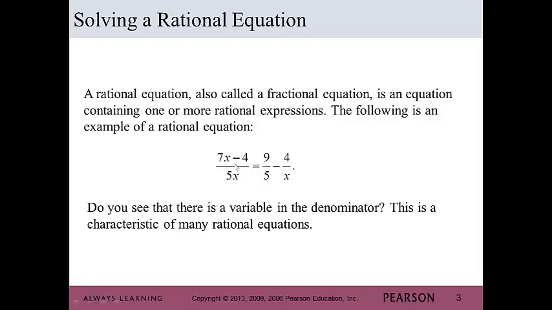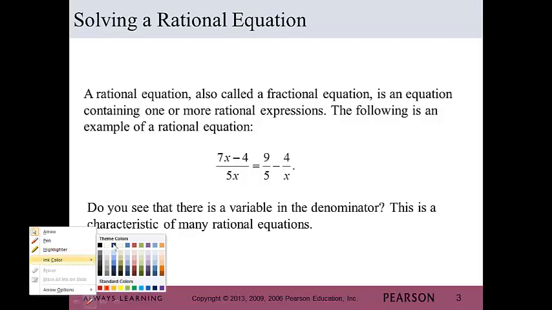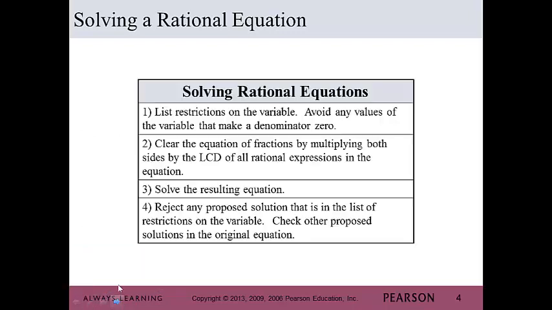7x minus 4 all over 5x equals 9 over 5 minus 4 over x. Notice the variable in the denominators. This is the characteristic of many rational equations. So, the steps for solving rational equations.